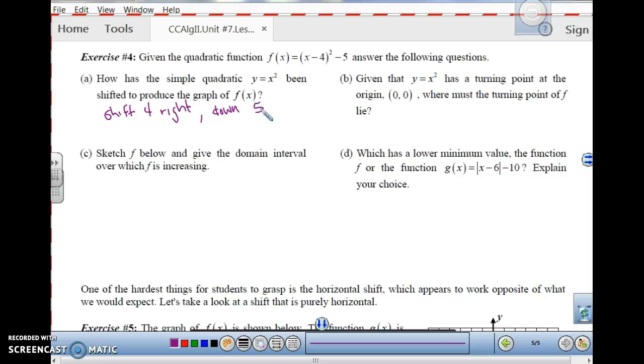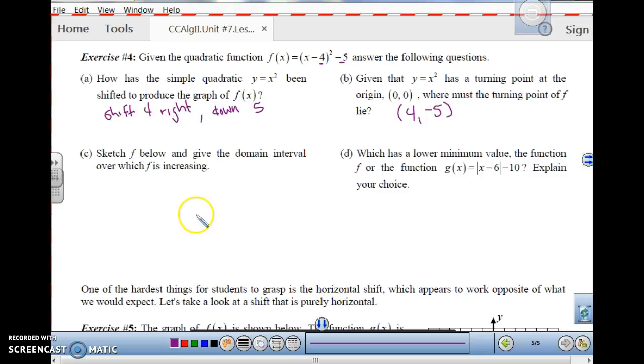Okay? So where should the turning point be if y equals x squared is 0, 0? What is the turning point of this one? Well, we did this when we did parabolas. The vertex will be at 4, -5. Opposite sign, same sign. All right.